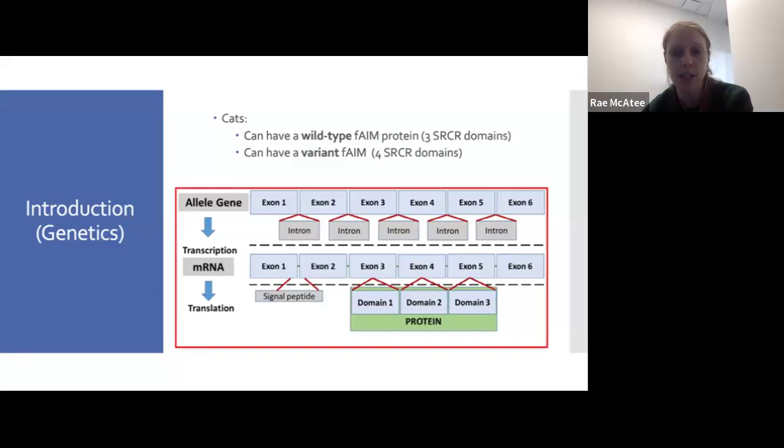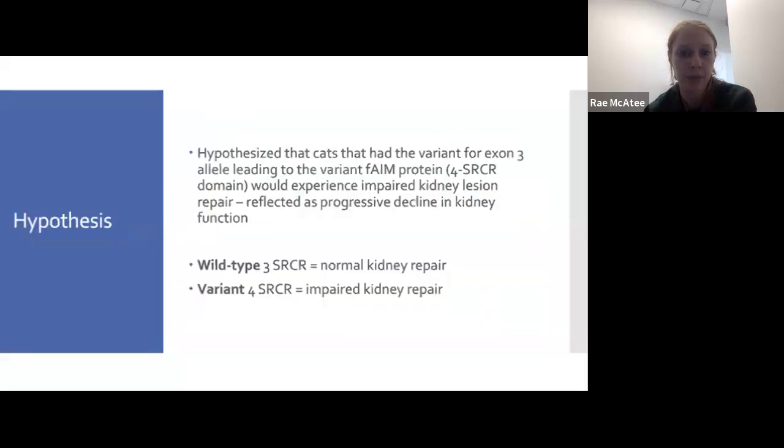And they hypothesize that this change in the variant AIM was due to a duplication of exon 3 in the cats. And so that would then create that 4-domain protein. And then thinking about if that variant AIM allele would lead to risk of further decline of renal function.